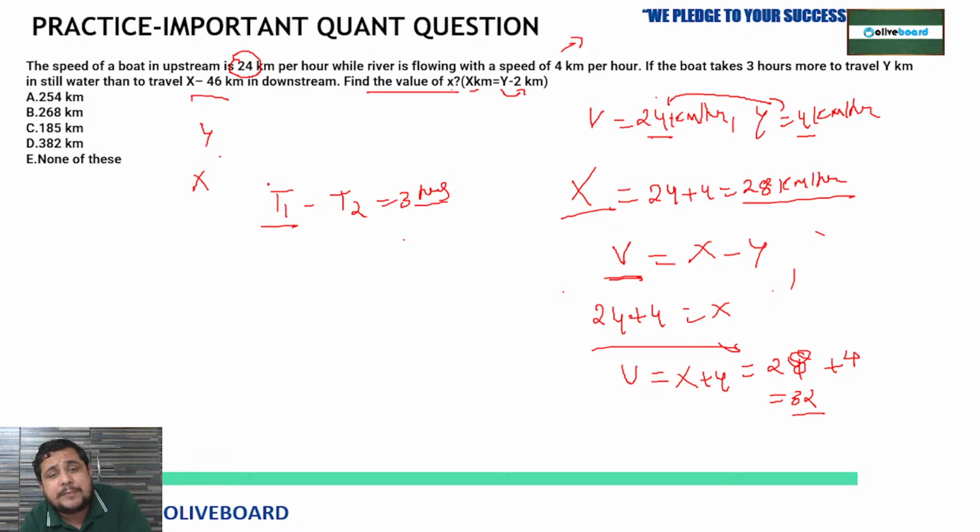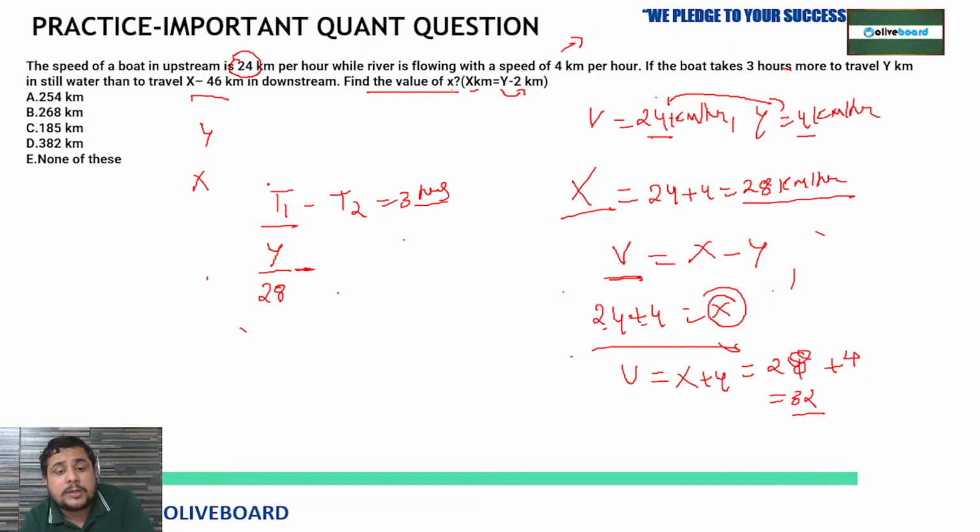T1 is the time taken by the boat to travel in still water. How much distance? Distance y. So time is equal to distance upon speed. So distance is y kilometer here, upon the speed. And speed is how much? Still water means 28, right? That we have calculated, the speed of the boat only, that is x, 24 plus 4, so 28.